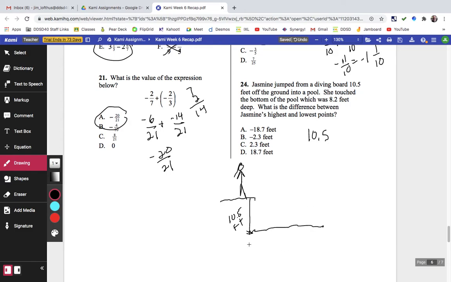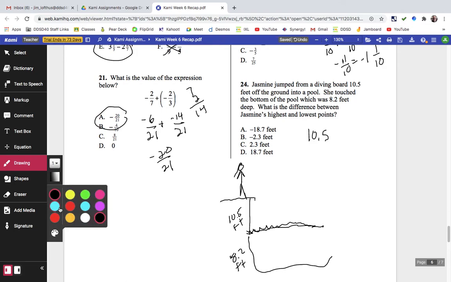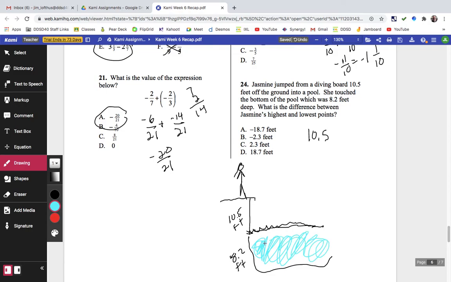And the pool is 8.2 feet deep. So here's the water. And I'll color the water down here. So there's the pool. And so what we need to know is, what's the difference between her highest and lowest points? So here's the highest point, and she went down and she touched the bottom. So she went all the way down and touched the bottom.